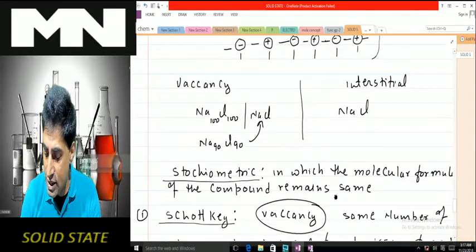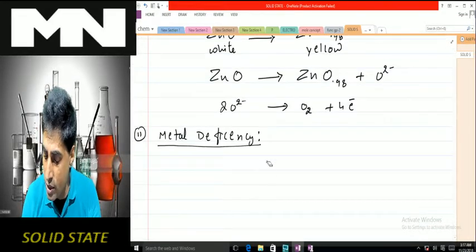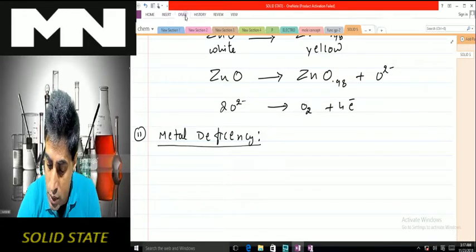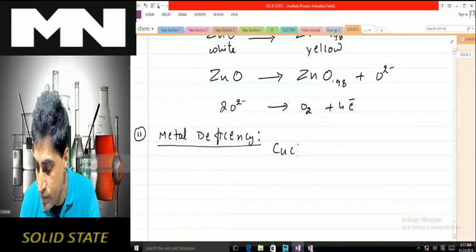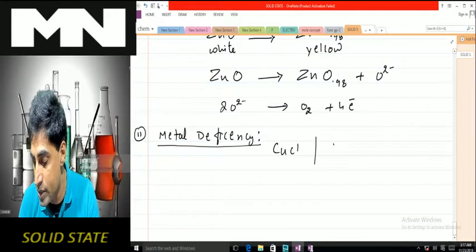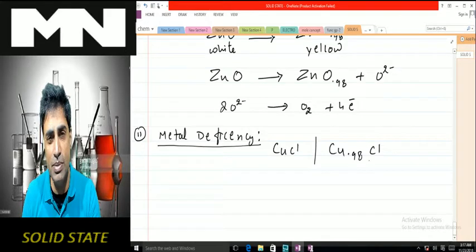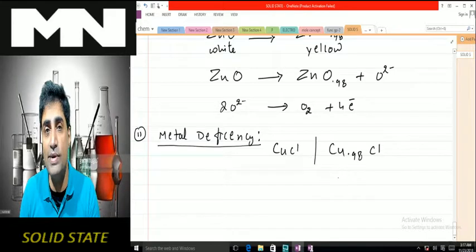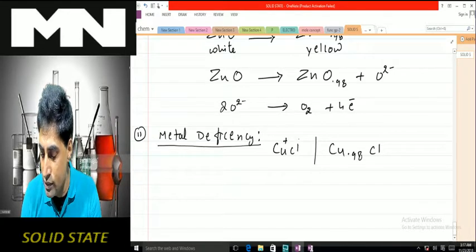So in this case, if we talk about the formula, initially it was CuCl, but now the formula has become Cu0.98Cl. You have a lesser number of cations. This is metal deficiency. But actually, what happens in this type of imperfection? Although the number of cations is lesser than the number of anions, the positive charge is not lesser than the negative charge. Here you have Cu positive and Cl negative.